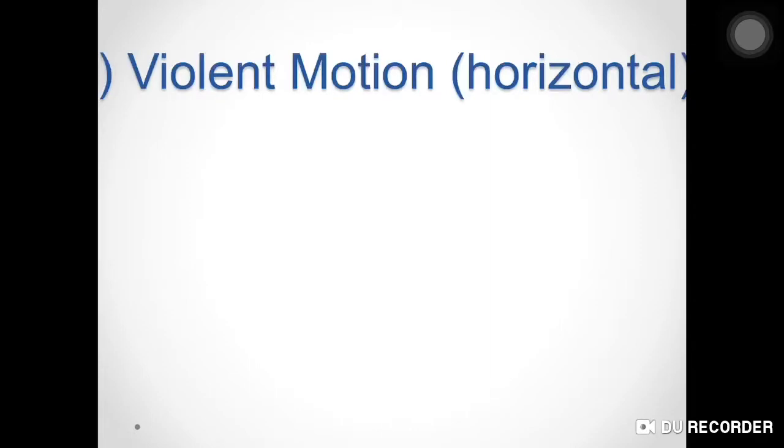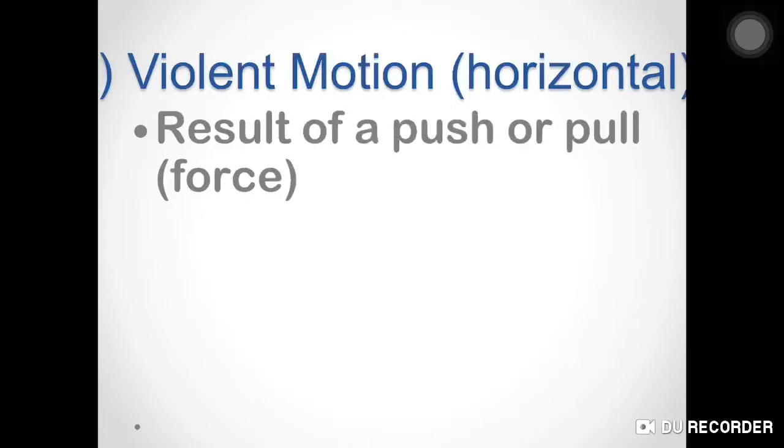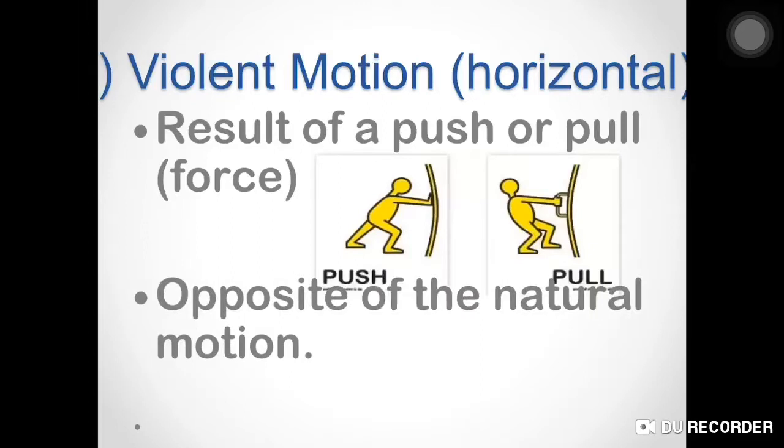So number 2 is the violent motion, or the horizontal motion. When we say horizontal motion, it is the opposite of our vertical motion. So if our vertical motion is up to down, this one is from right to left or left to right. So violent motion is a result of a push or a pull. In this motion, we are adding force already. So this is the opposite of the natural motion.